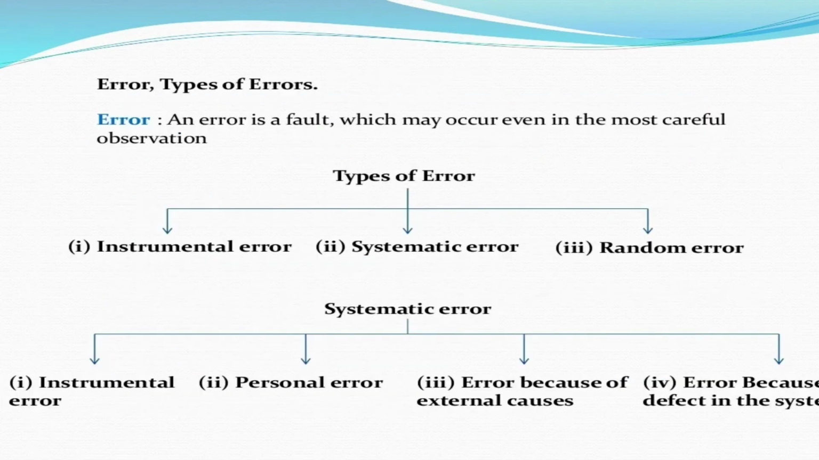Errors and types of errors. An error is a fault which may occur even in the most careful observations. The types of errors are instrumental error, systematic error, random error. The systematic errors are again classified into four types: instrumental error, personal error, error because of external causes, error because of defects in the system.